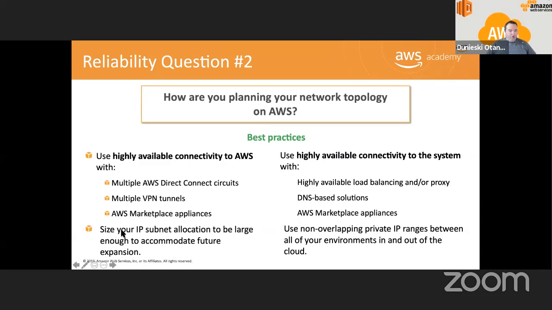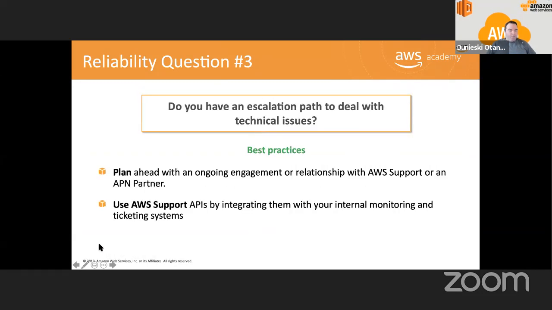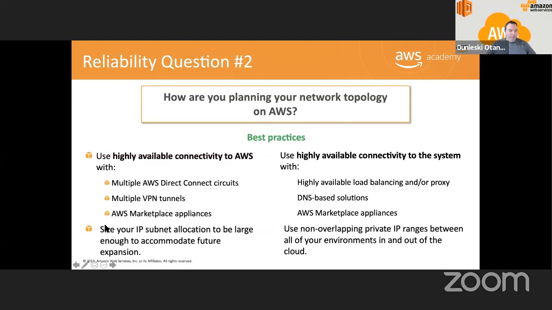Okay. Size your IP subnet allocation to be large enough to accommodate future expansion. Remember, we spoke about that when we spoke about VPCs, that you should always plan to allocate as many IP addresses as possible, without wasting IP addresses, but you don't want to fall short. You have to have enough to accommodate future expansion, just in case you want to increment your resources and need more subnetting, so you will need more IP addresses. So that's something you have to consider.